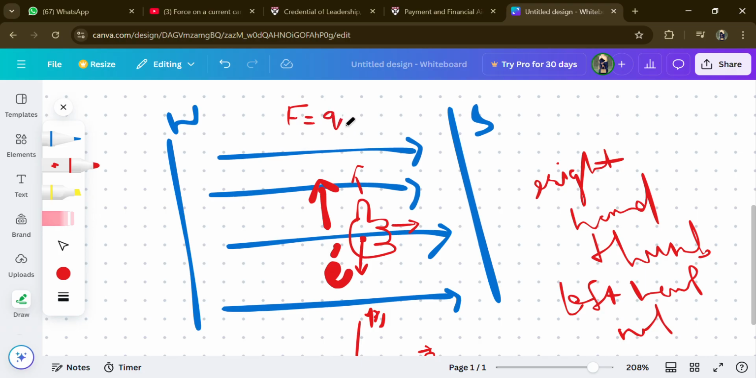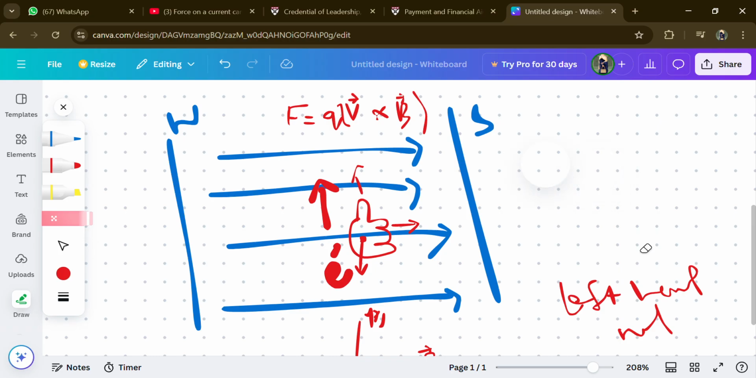On a unit charge, in this scenario, the force is often calculated by a formula: Q that shows us the charge, then V that shows us the velocity, and the cross product of B, that is the magnetic field. This formula is used for finding out the force acting upon the body.